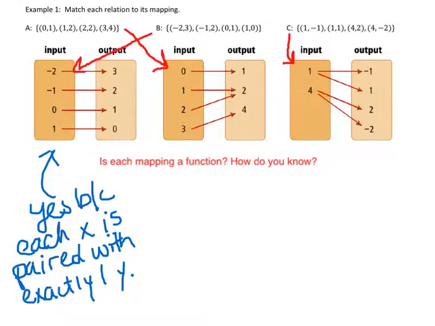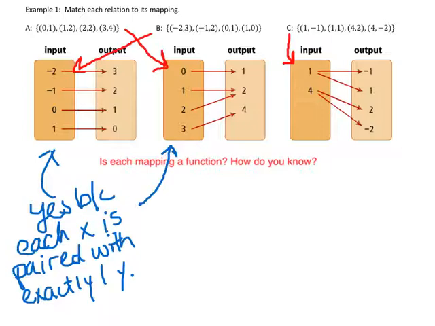All right, let's take a look at the next one. So in this one, this x is paired with 1y, this x is paired with 1y, this x is paired with 1y, and this x is paired with 1y. So this here is also a function. So I'm going to do the same thing there. Each x is paired with exactly 1y.